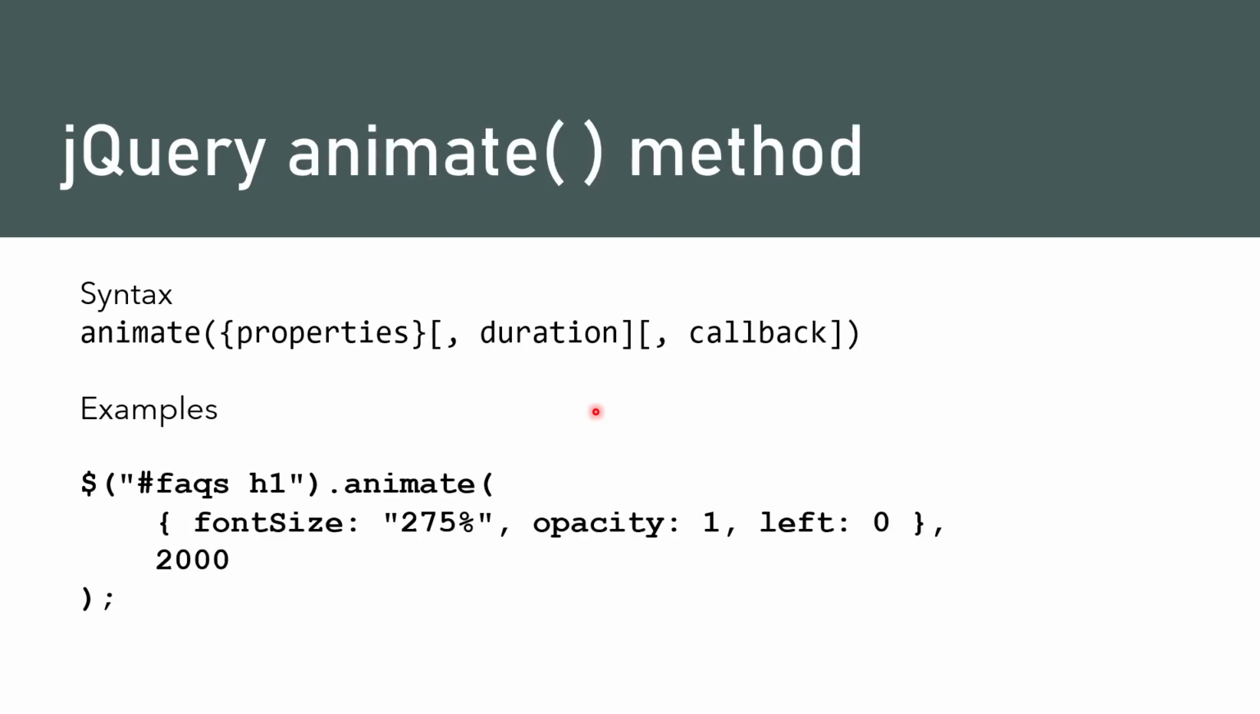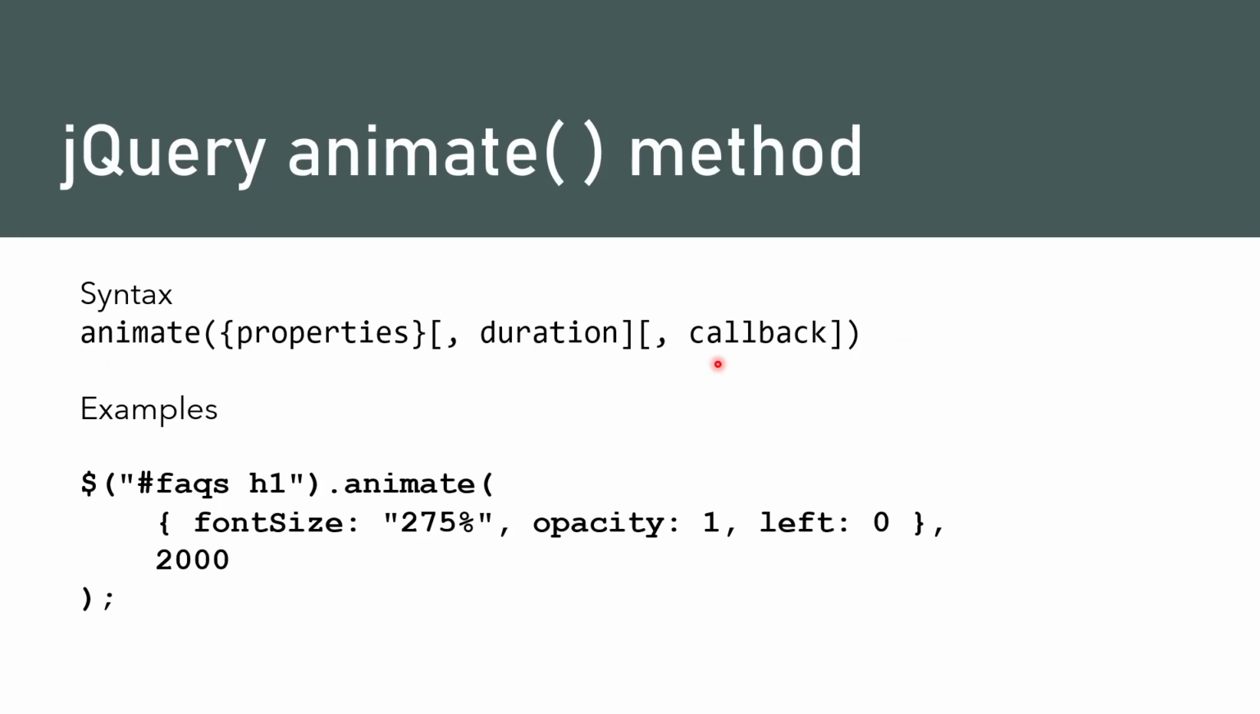Now you can create your own, tailor your own effects using the animate method. So you can set up what you want your final CSS properties to be inside curly braces for your first parameter, and it could be your only parameter, to the animate method. And then optionally you can add a duration. So how long do you want the animation to happen?